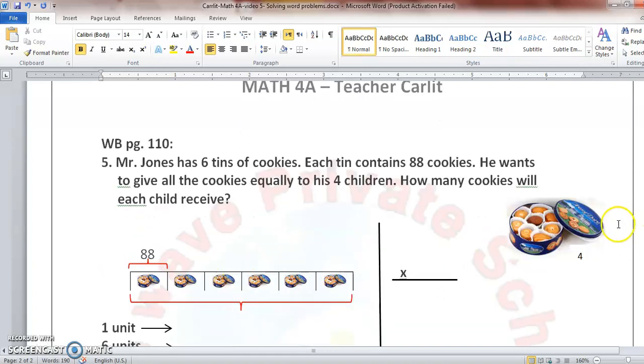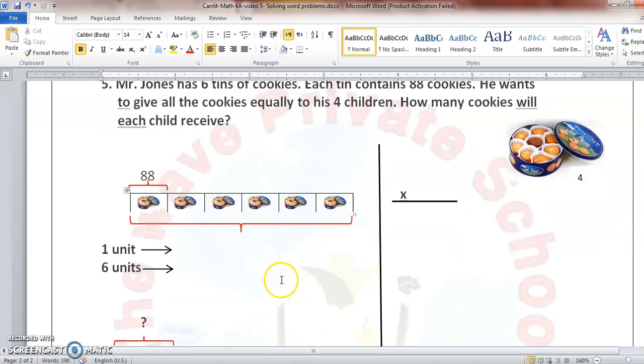Okay? Imagine this is one tin of cookies. Or one box or one tin can. We call it tin. Each box has 88 cookies. And Mr. Jones has 6 boxes of cookies. Mr. Jones is going to give all cookies equally to 4 children. How many cookies will each child receive?